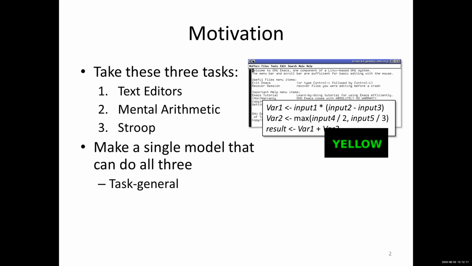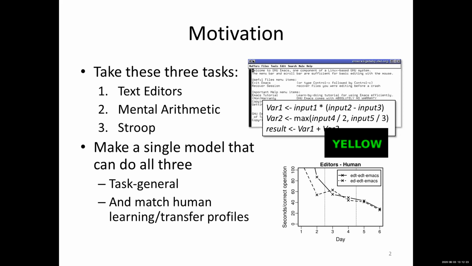And you want to make a single Soar model that can do all of these tasks. It is task general, and it's able to do all 3 of these, of the wide variety. But you also want it to match human learning and transfer profiles. You want it to be able to do the things that humans do, have the same kind of learning curve, and offer a potential explanation for how it is that human cognition does what it does.